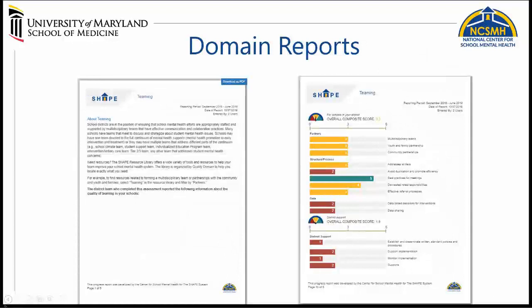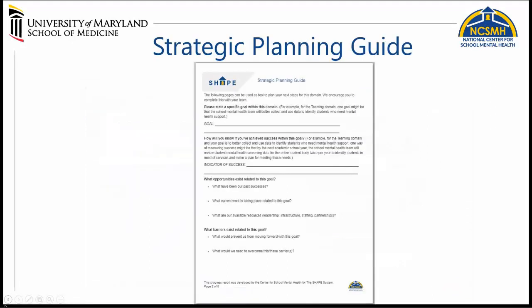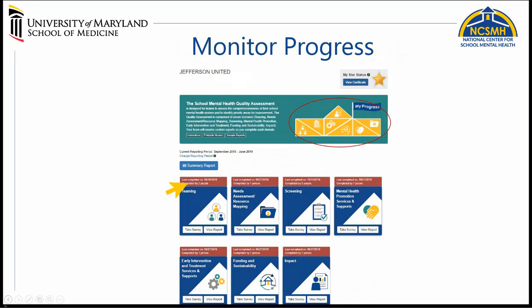After you complete a domain, you will immediately receive a summary report of the domain that gives an overall score, as well as separate scores for each of the indicators within the domain. At the end of each report, there is also a strategic planning guide. This is a tool that teams may use to map out the next steps to improve quality within the domain.